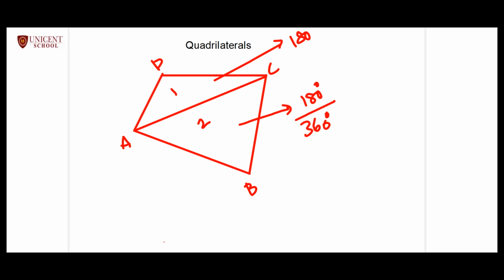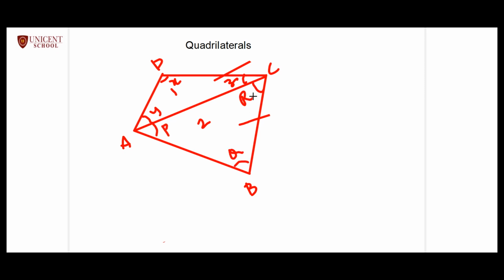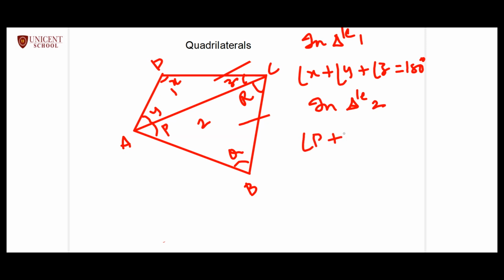Mathematically, if we want, we have to name the angles and then we can proceed for the proof. So let's see how it goes. I name this as X, Y, Z, P, Q, R. So mathematically, if we want to proceed for the proof, we have to take in triangle 1. So in triangle 1, angle X plus angle Y plus angle Z is equal to 180 degrees. And in triangle 2, angle P plus angle Q plus angle R is also equal to 180 degrees.